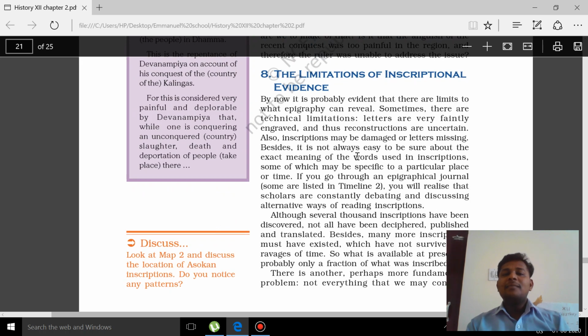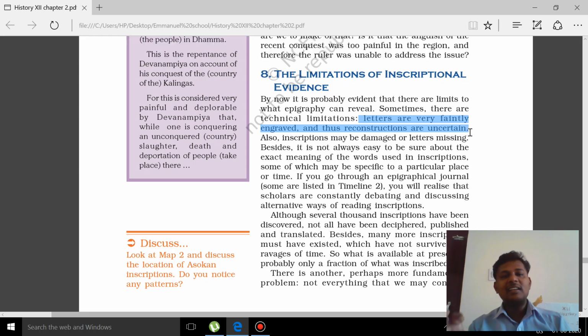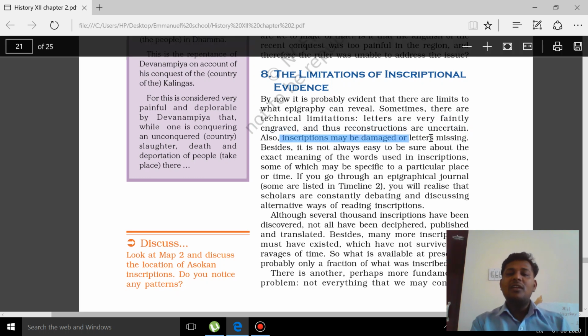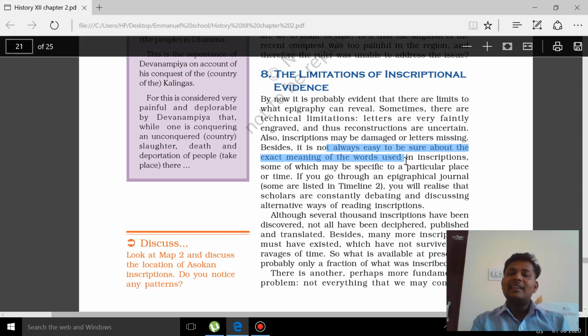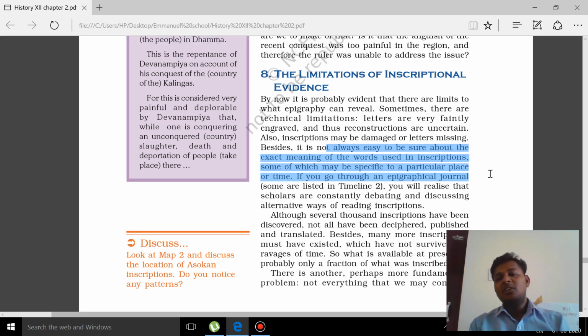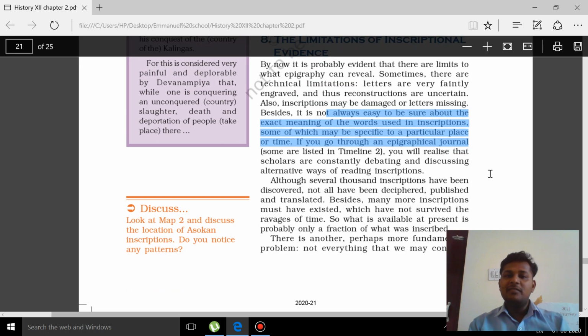Now, technical problems or limitations. What is the first one? Letters are very faintly engraved. Faintly means not so clearly, very, very faintly engraved. Thus, reconstructions are uncertain. So, what is written there, we are not able to read properly. That's the first one. And inscriptions may be damaged or letters missing, this is the second problem. After many years when we find them, they are damaged or some letters are missing. So besides, it's not always easy to be sure about the exact meaning of the words used in the inscription, some of which may be specific to a particular place or time. So that is why we face problems. These are the two problems to note first, very very important.